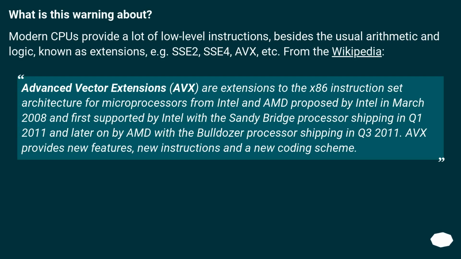Modern PCs provide a lot of low-level instructions, besides the usual arithmetic and logic, known as extensions, for example SSE2, SSE4, AVX, etc. From Wikipedia: Advanced Vector Extensions, AVX, are extensions to the x86 instruction set architecture for microprocessors from Intel and AMD proposed by Intel in March 2008 and first supported by Intel with the Sandy Bridge processor shipping in Q1 2011 and later on by AMD with the Bulldozer processor shipping in Q3 2011. AVX provides new features, new instructions and a new coding scheme.